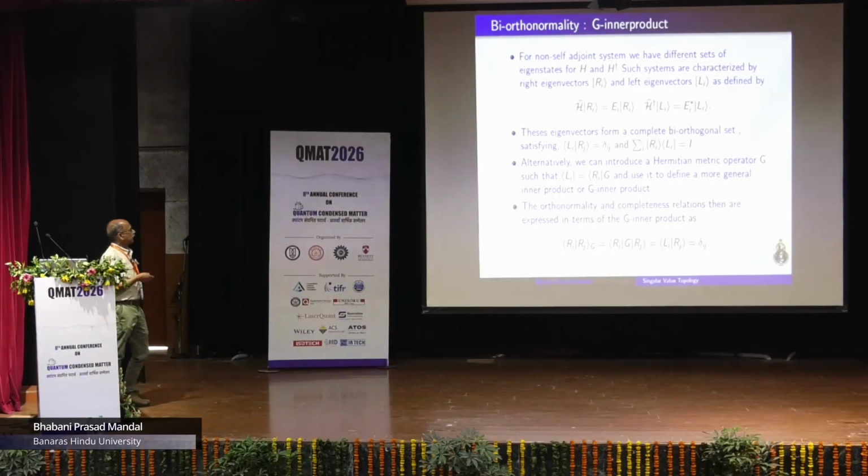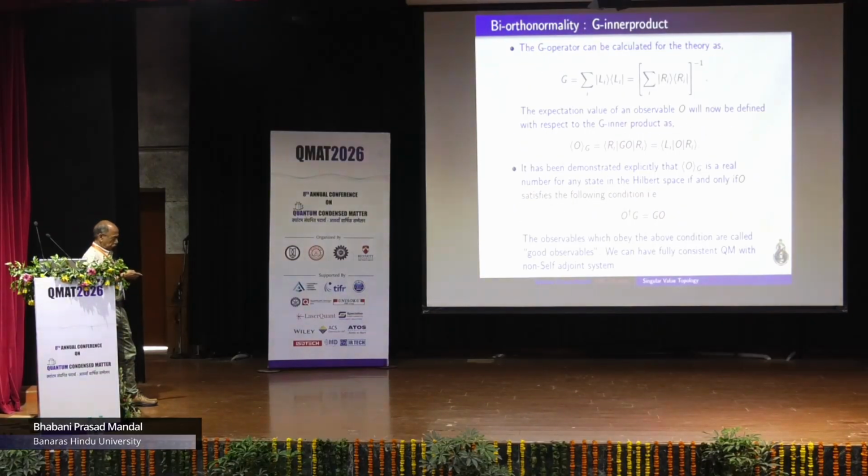So bi-orthonormality: H and H dagger are not the same, so they will have different sets of eigenfunctions. Instead of the normal orthonormal condition, we use a bi-orthonormal one. The left ones are the eigenfunctions of H dagger, the right ones are the eigenfunctions of H. Together they form a bi-orthonormal set, and the completeness also. And these are related by a metric operator G. So if we have a modified Hilbert space with the G inner product, then we can have a consistent quantum theory.